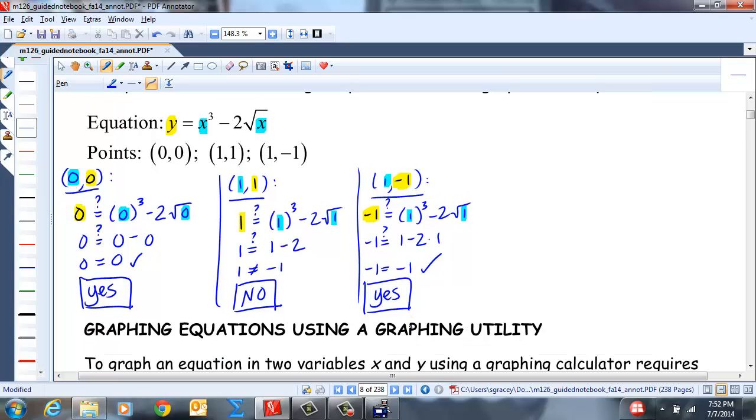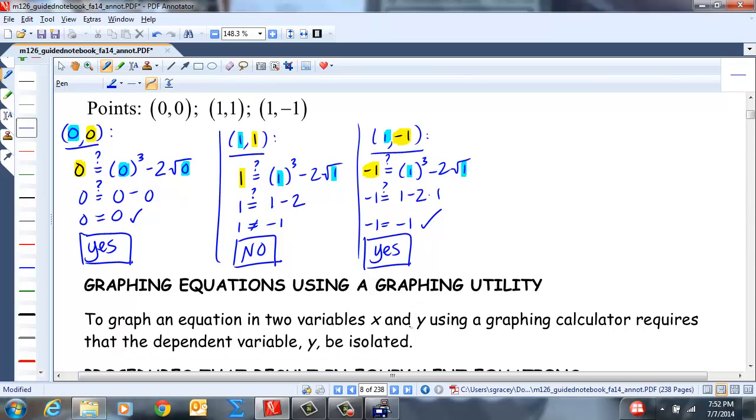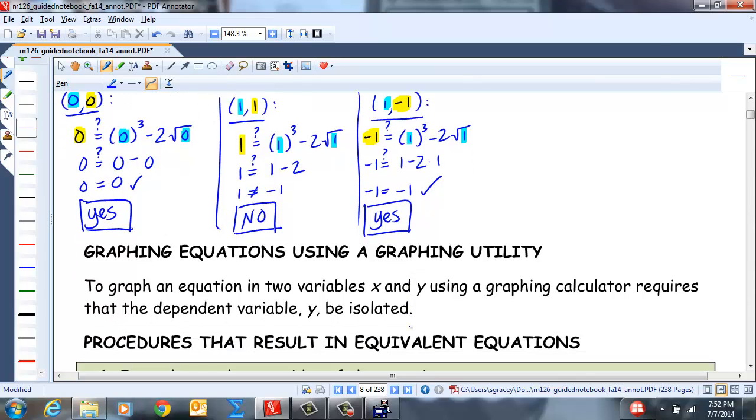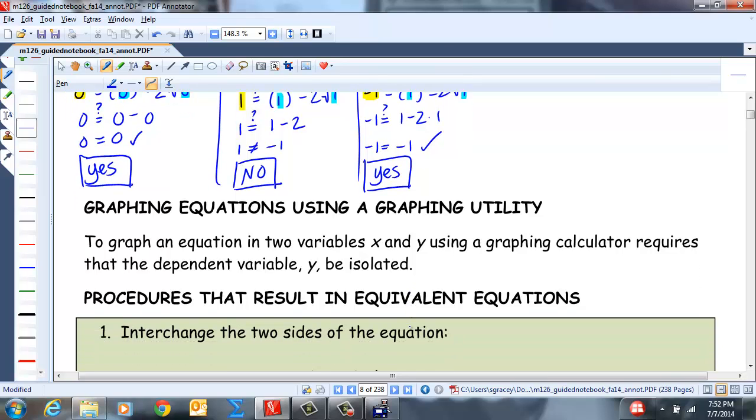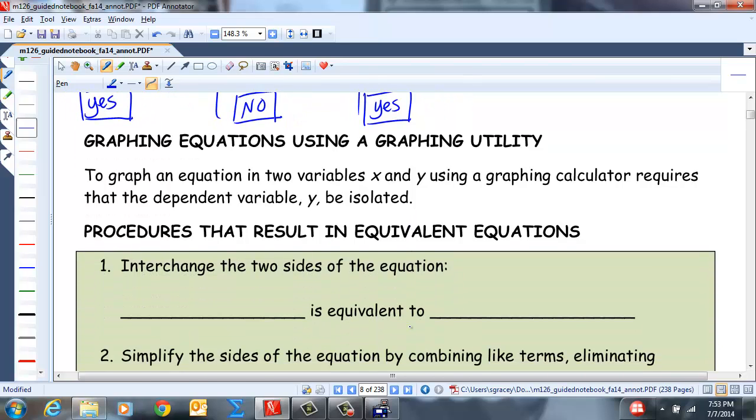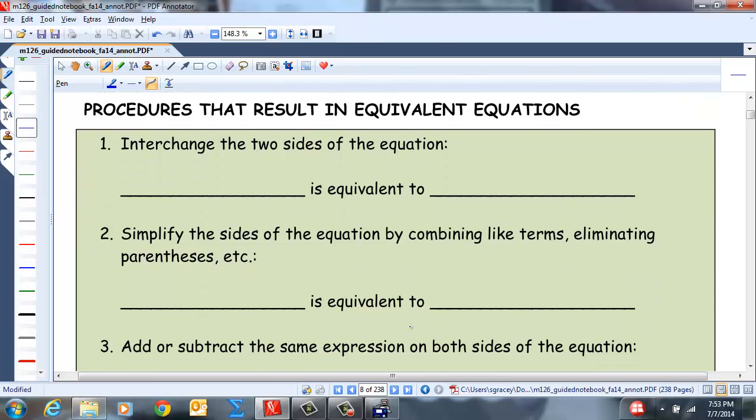Graphing equations using a graphing utility. So this is something you want to learn how to do. It's helpful in calculus. We don't always use a graphing calculator, but it can be a very, very useful tool. So when you're using a graphing utility, you need to isolate y. So here's just some steps to help us with that.